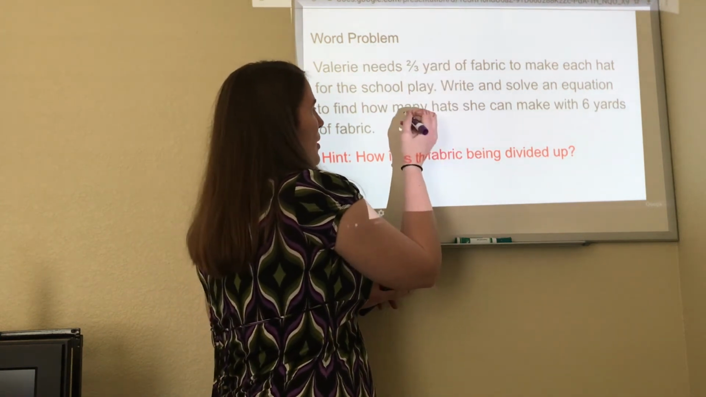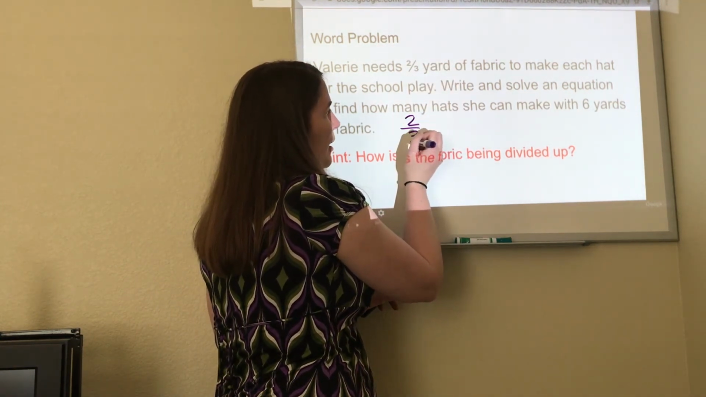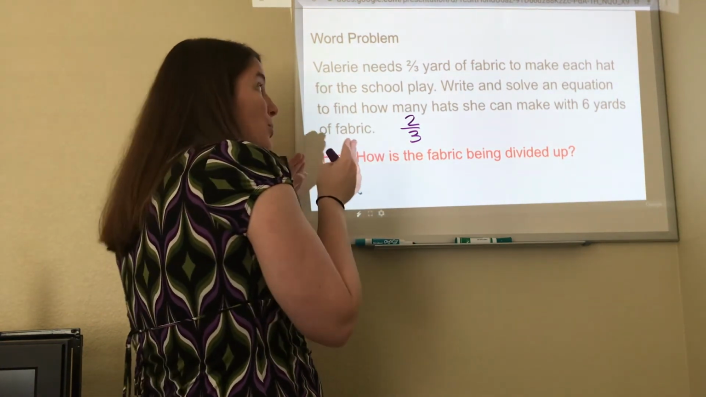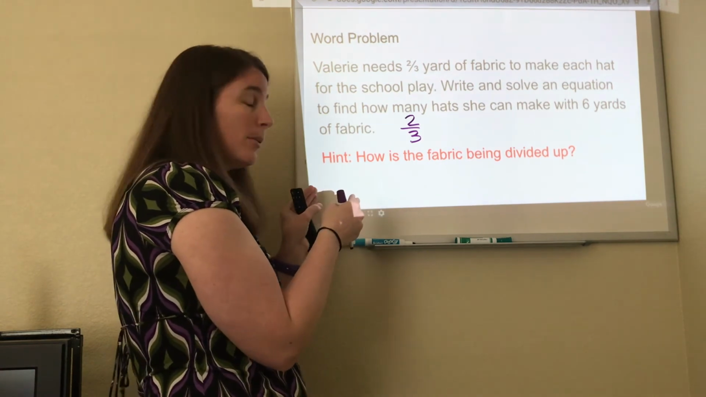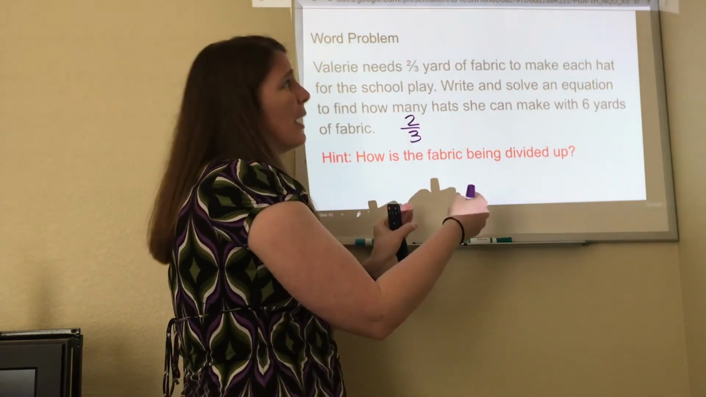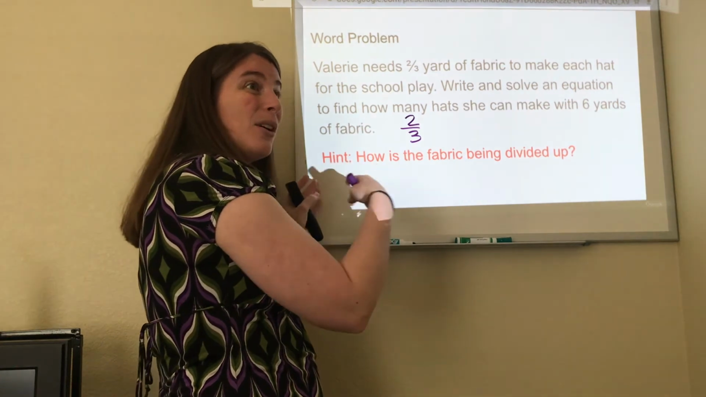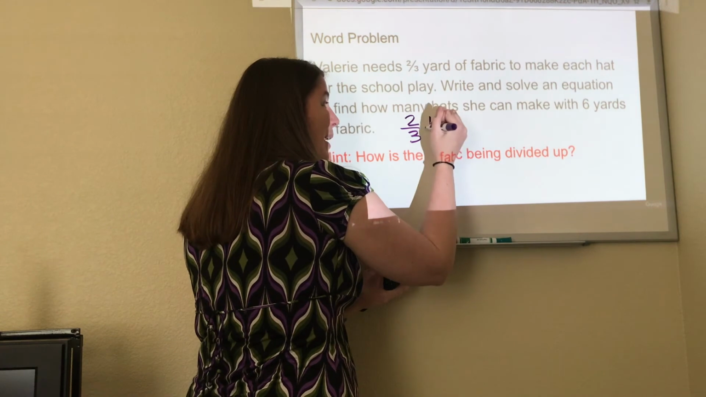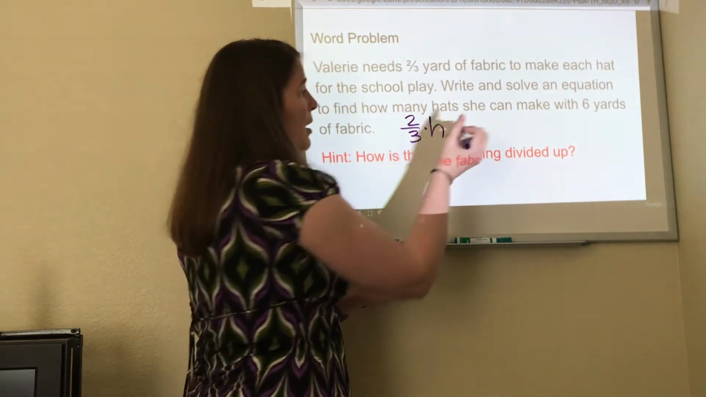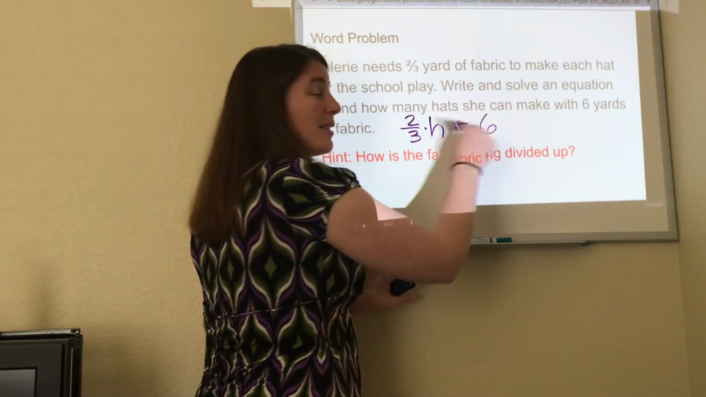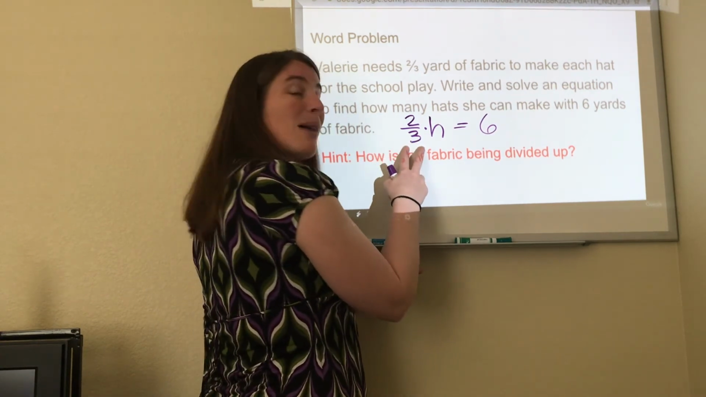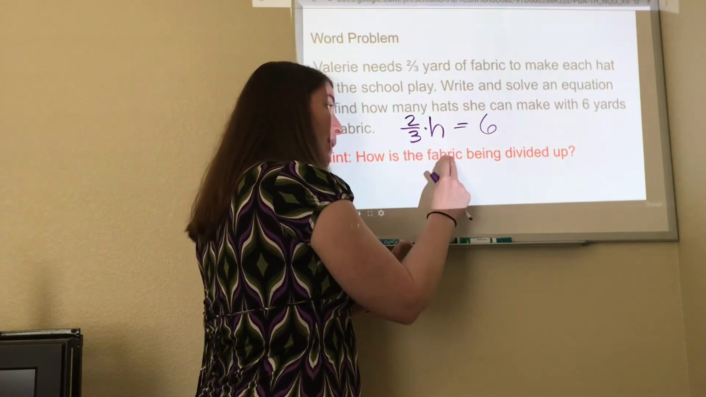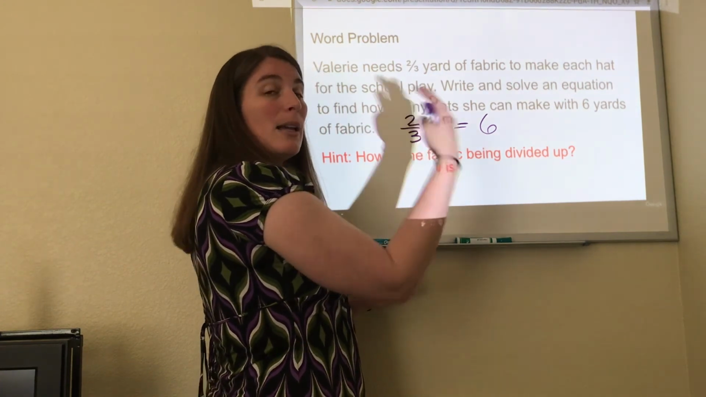So let's talk about it. If I have 2/3 of fabric, I want to figure out how many hats. So one hat makes 2/3, right? And if she had 2 hats, I would have 2 times 2/3, right? So I have to multiply by the number of hats, okay? And that would give me the total yards that I would need, right? So this is the amount of fabric I have for 1 hat, if this was 1. If I had 2 hats, it would give me the total for 2 hats, and so on and so forth.